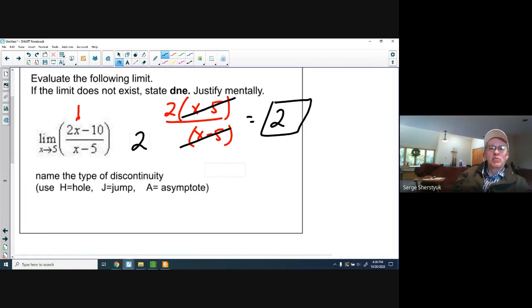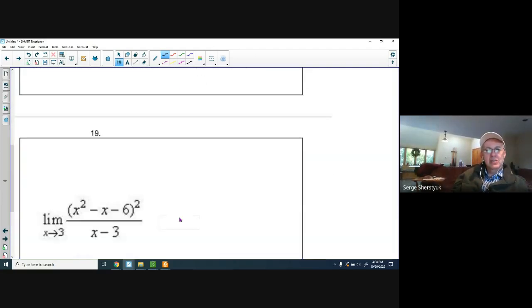Now, what just happened? Well, I canceled the hole. I mean, there was a hole there. I canceled the value for it. Therefore, I removed that discontinuity by doing this. But the original problem has it. Therefore, it is a hole. Okay. Next down here.